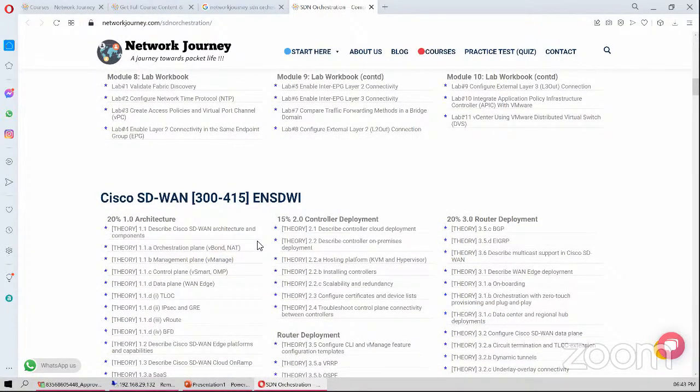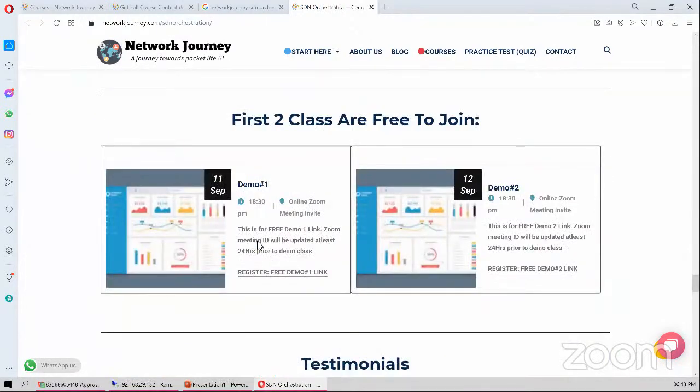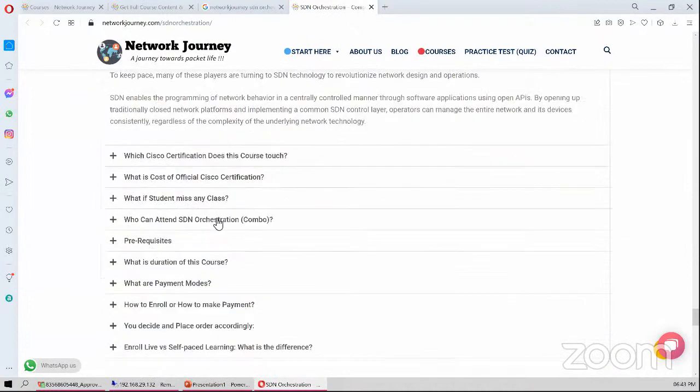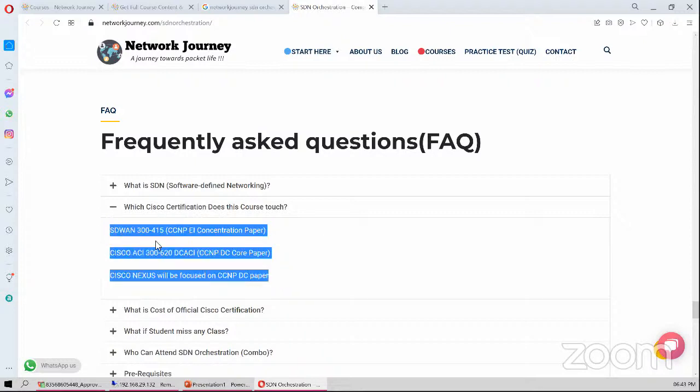Which certification do these modules touch? You can check it over here. SD-WAN is one of the papers from the CCNP Enterprise concentration, so that is the paper we will cover. From the ACI point of view, it will be a CCNP Data Center paper, and the same goes for Nexus, again a paper from CCNP Data Center. These are high-level papers, from CCNP to CCIE switching platforms.